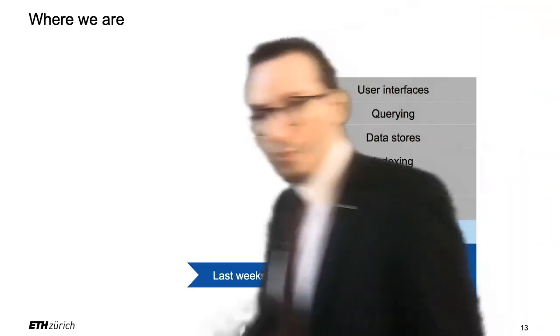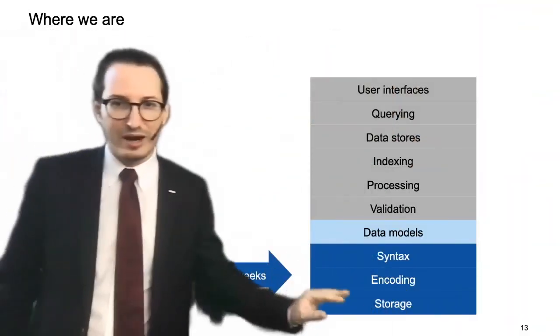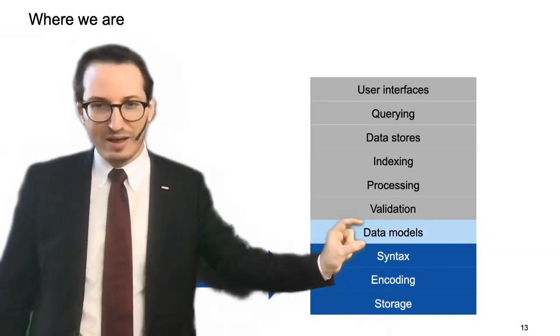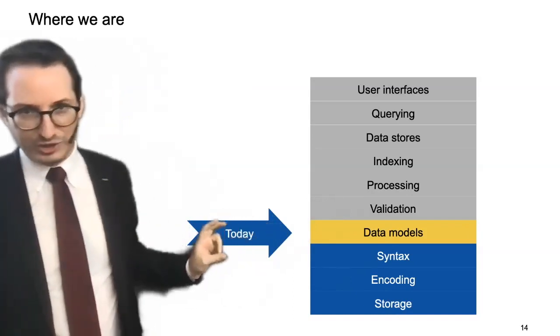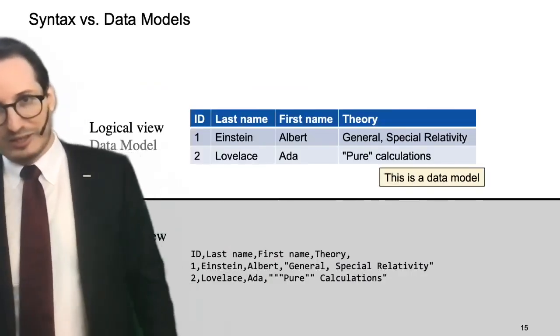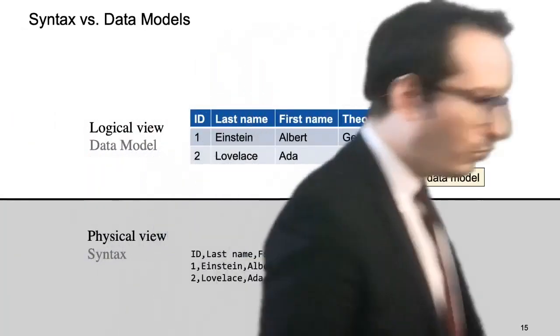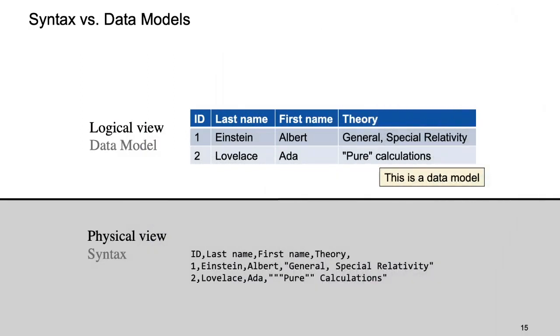And now, where we are, we have done the storage, encoding, and syntax. We saw the data model, and today we are actually also going to do validation. So data models and validation. I'm going to start with something familiar, which is relational data.